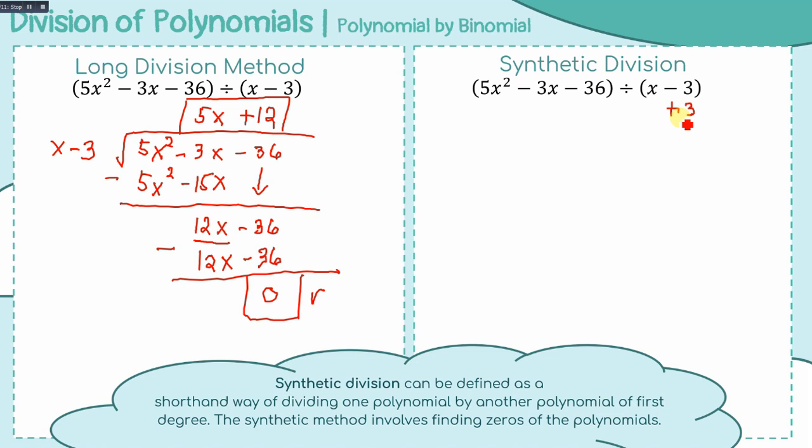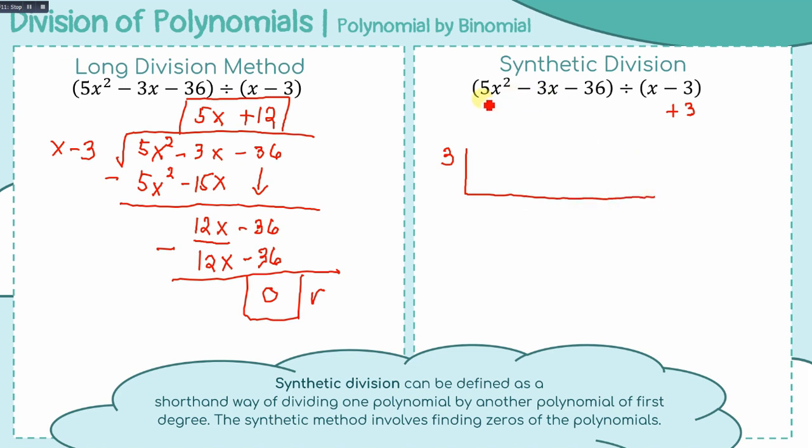Alright, so for this example, where do we place the positive 3? We will just write it here, positive 3, and draw an L shape. Then we get the numerical coefficients of the dividend. We have 5, negative 3, and negative 36. Just get the numerical coefficients of the dividend.